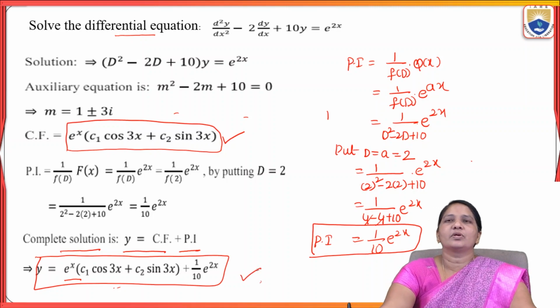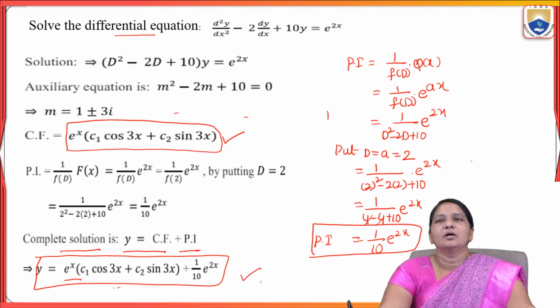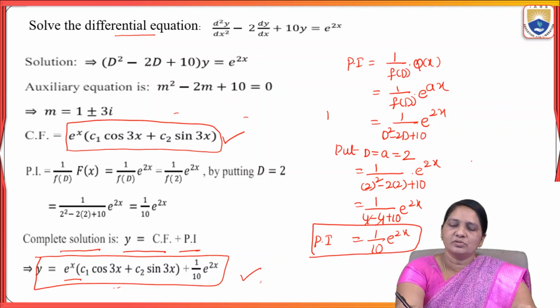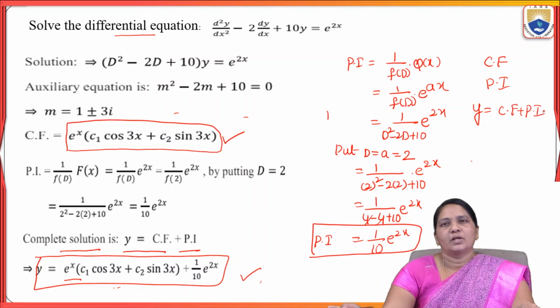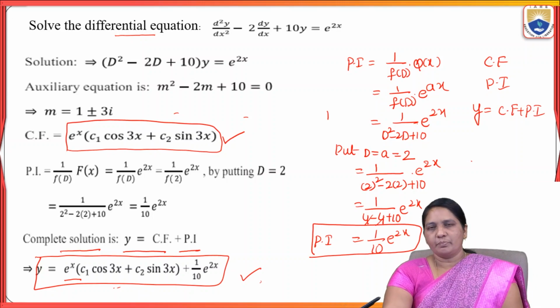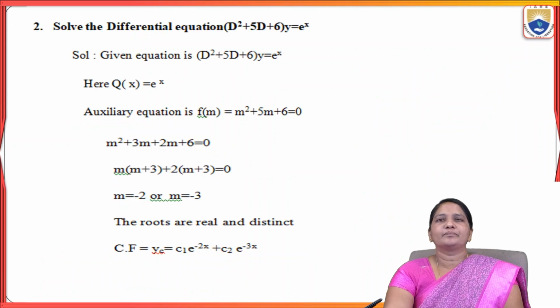So this is the way to solve the given non-homogeneous equation. Non-homogeneous equation means we have to calculate two values, that is the complementary function and the particular integral. Then the final solution is y equal to complementary function plus particular integral. So we are moving with one more example here to get better clarity.